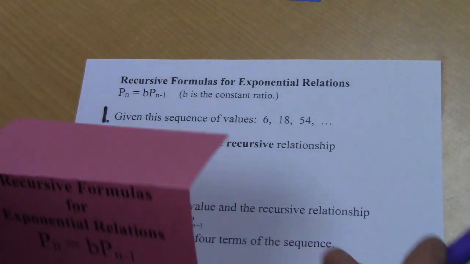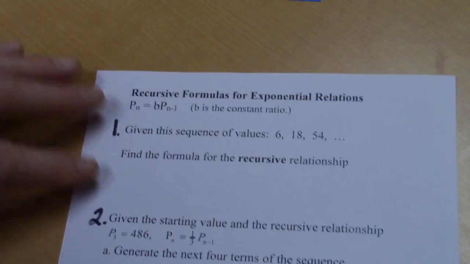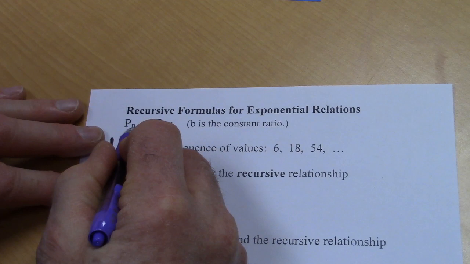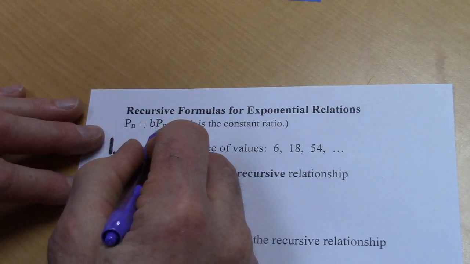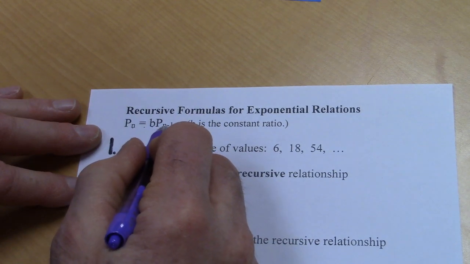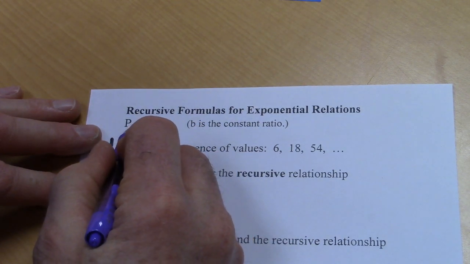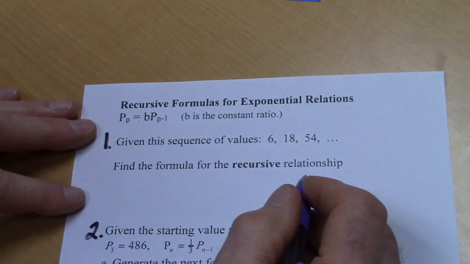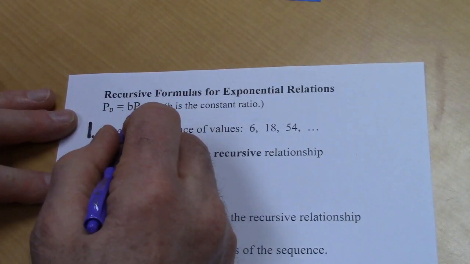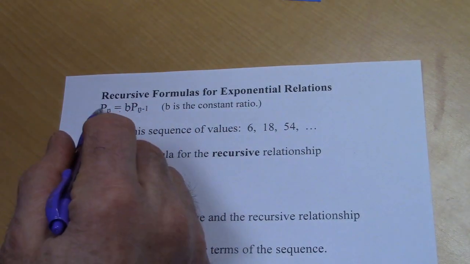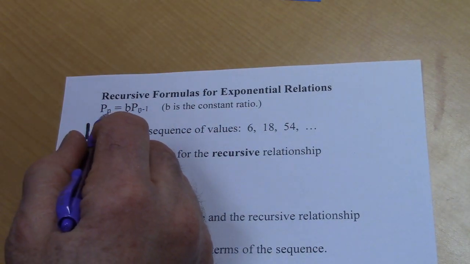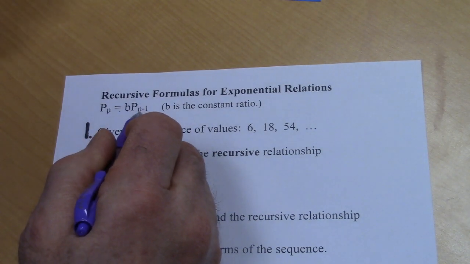Notice that in the recursive formula for exponentials, it's P sub n. Any term is equal to the common ratio b times the previous term. So remember, n minus 1 stands for the term before the n term. And so, in order to get any particular term, you have to know what b is and multiply it by its previous term. So, in other words, if you wanted to find the 44th term, you'd have to take b times the 43rd term.